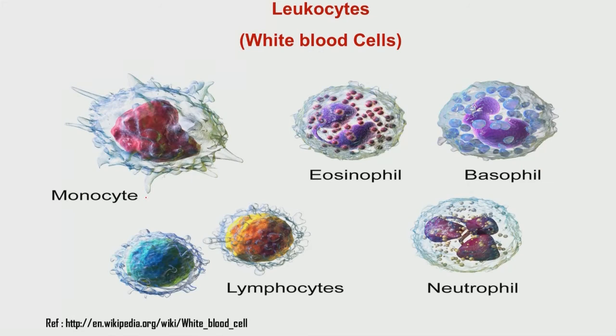These are the different morphological features of leukocytes, or white blood cells. You have monocyte, eosinophil, which many times you see in a blood test report as the eosinophil count, basophil, neutrophil and lymphocytes.